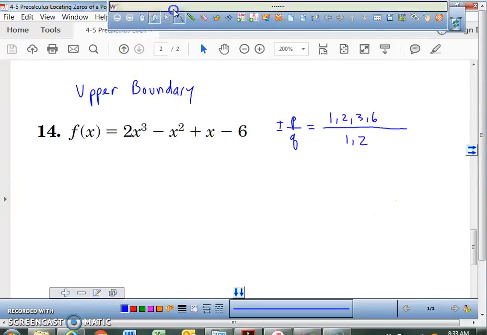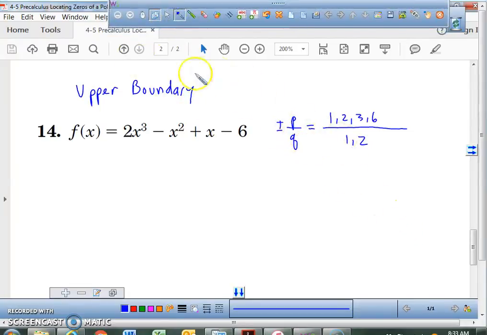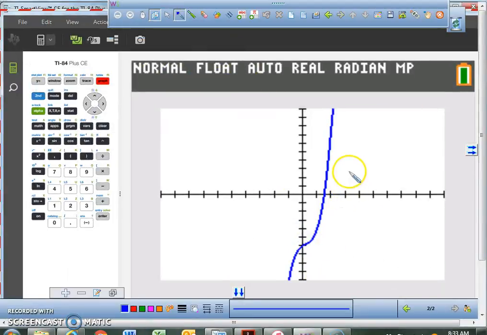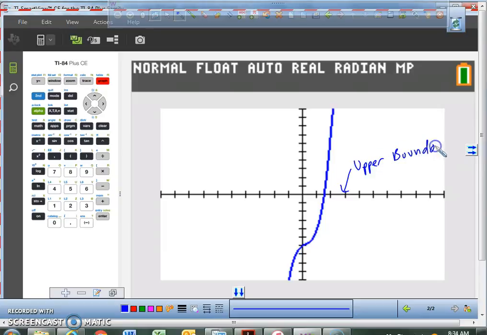All right, we're going to be covering the upper boundary theorem. We are on Chapter 4, Section 5, dealing with locating zeros of a polynomial function. I want you guys to understand what an upper boundary is. An upper boundary is the boundary over here on the right side. This is the upper boundary of the graph where you would try to find the roots. In this particular case, we don't have roots, we have one root.